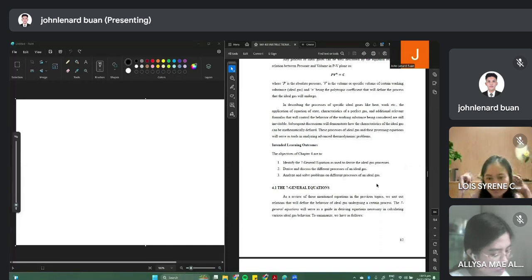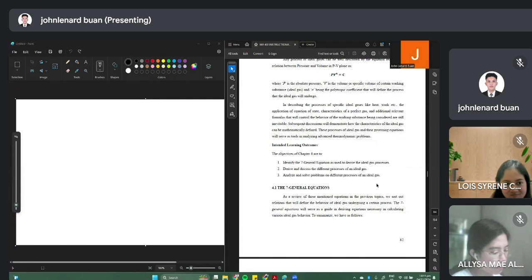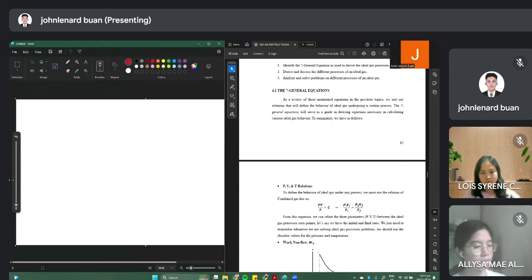Everything that you have learned, especially in chapters 2 and 3, we'll be using those topics here in order for us to define the behavior of an ideal gas undergoing a certain process. So these 7 general equations will serve as a guide in deriving equations necessary in calculating various ideal gas behavior. The first one is the PVT relations.